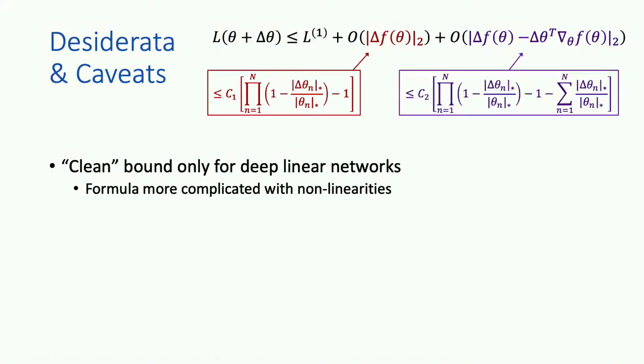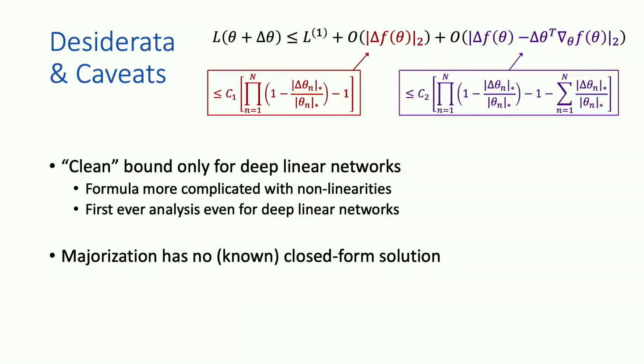There are a few different desiderata and caveats I want to highlight. The bound that I'm showing here is only for deep linear networks. The formula looks similar, but has a few more lower order terms, and so therefore it's more complicated with nonlinearity, so I'm not showing it for brevity. But even this bound for deep linear networks, to our knowledge at the time that we presented this work, was the first ever analysis for deep linear networks for more than 2 layers, an arbitrary number of layers.